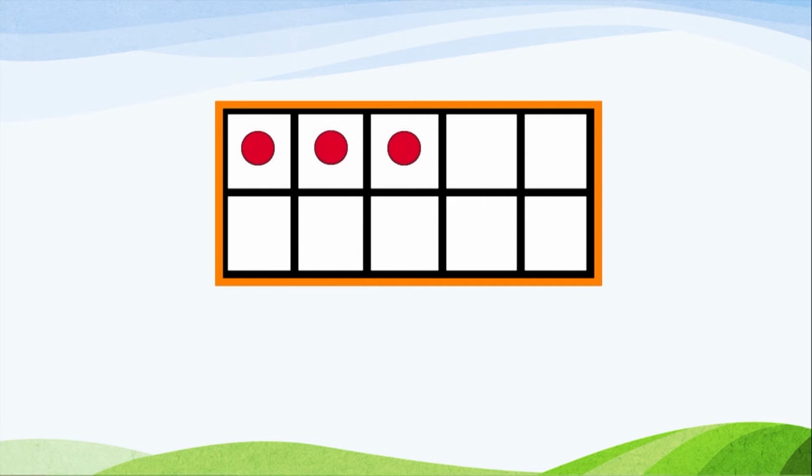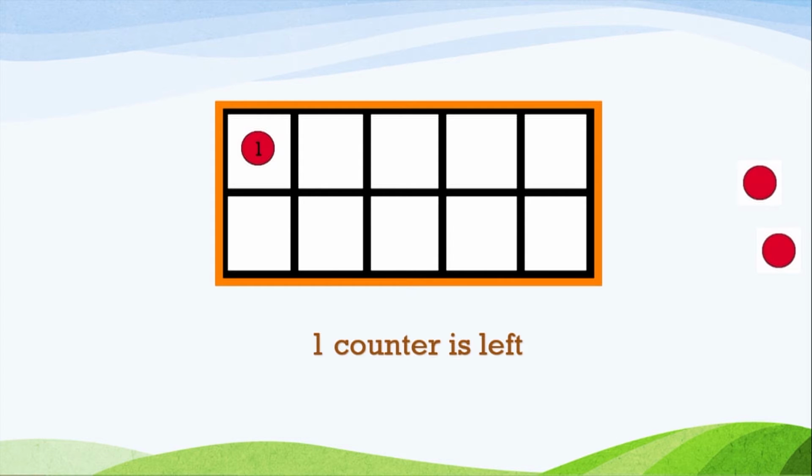There are 3. We take away 2. And we are left with 1. 1 counter is left. 3 take away 2 equals 1.